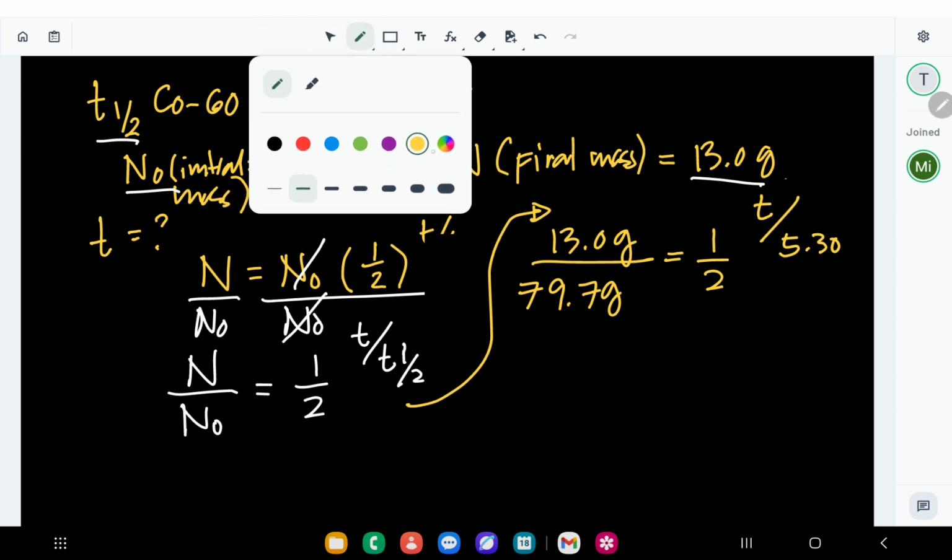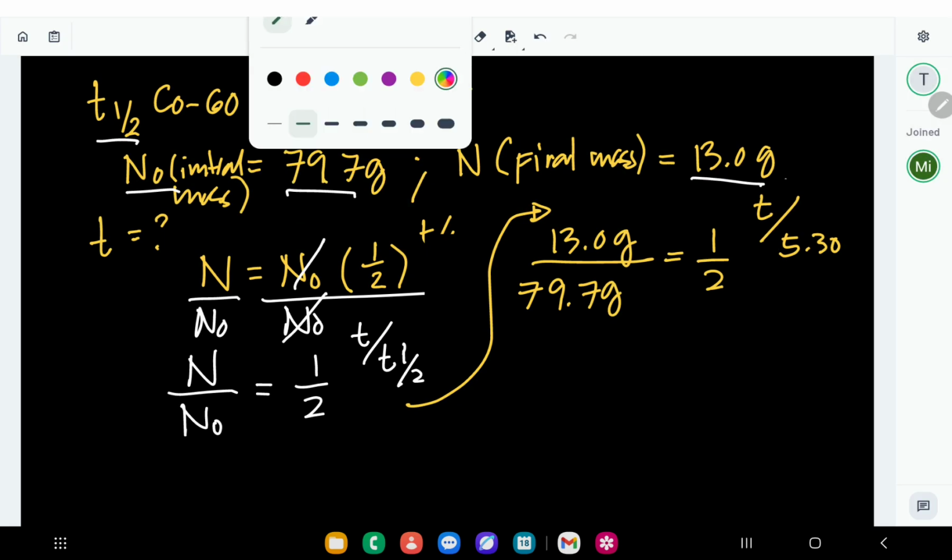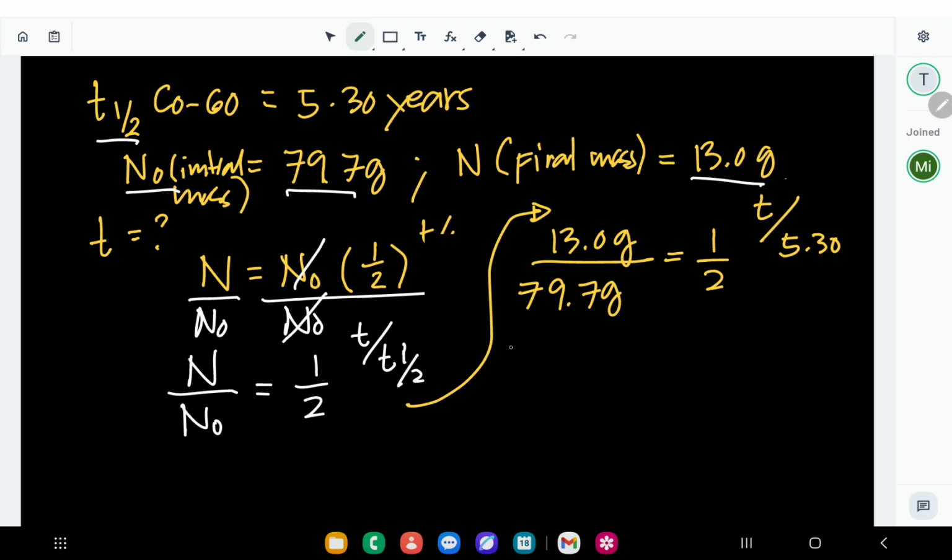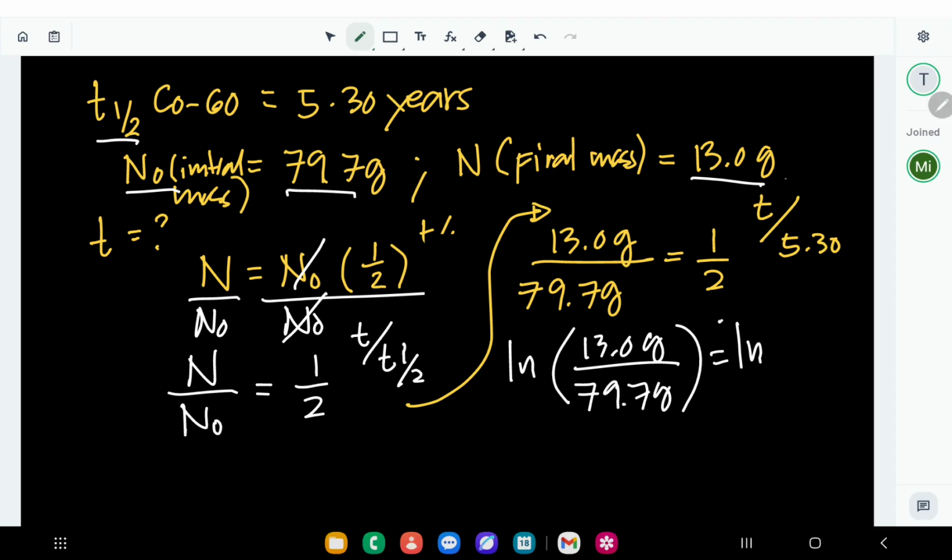And then we get the natural logarithm, ln. So ln of 13.0 grams over 79.7 grams. Do you use ln? Oh, then ln of this. Okay, can you take a screenshot of the formula you have there and then send it to Preply? ln of 1/2 to the t over 5.30.